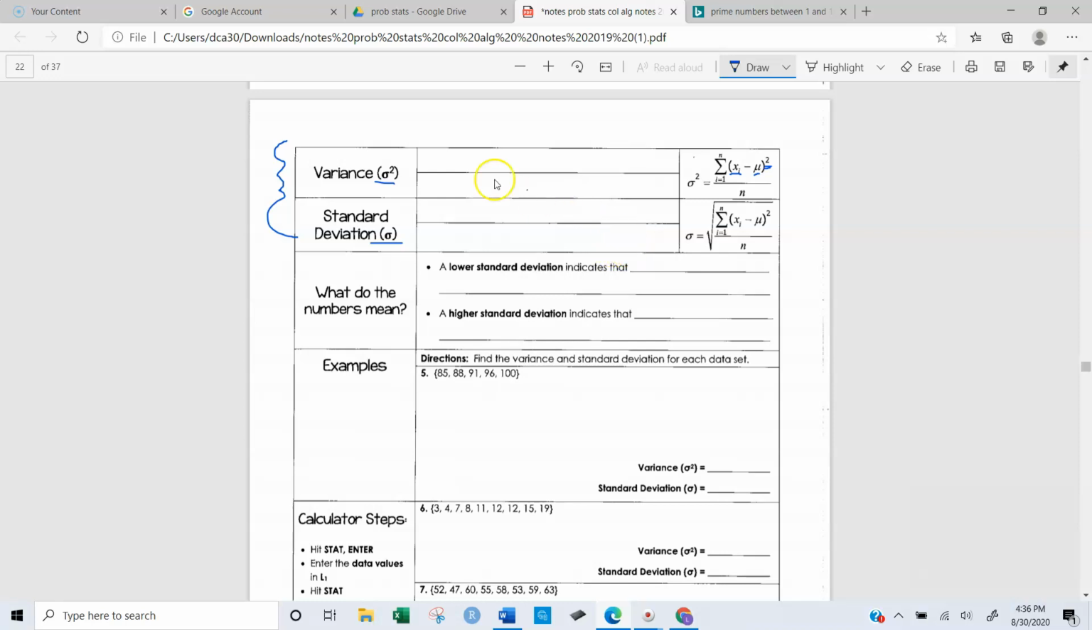Okay, the variance is the average squared distance to the mean, because that's why we got the squared here. And then the standard deviation is just the square root of the variance. That's what we want in here. Okay, a lower standard deviation means that values are close together. So if I have a very small number, my data set is close.